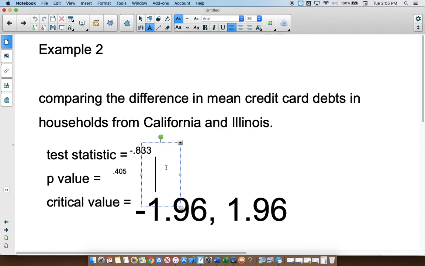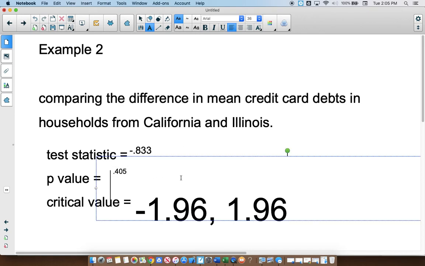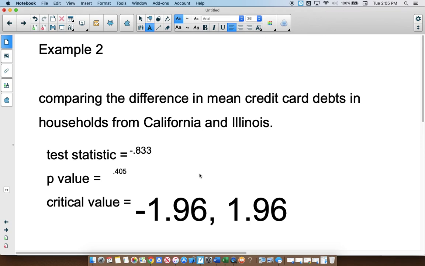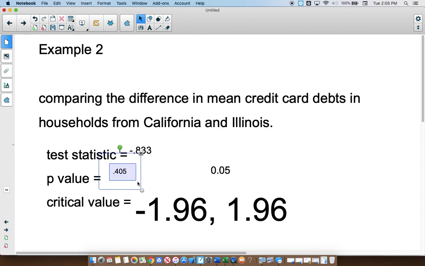Okay, so what is our conclusion? Our H0 states that they are equal, and that's our claim. With a p-value this high, and our alpha value at 0.05, our p-value is not less than or equal to alpha. If it was less than or equal to, we would reject. It's not less than or equal to, so we're going to fail to reject.